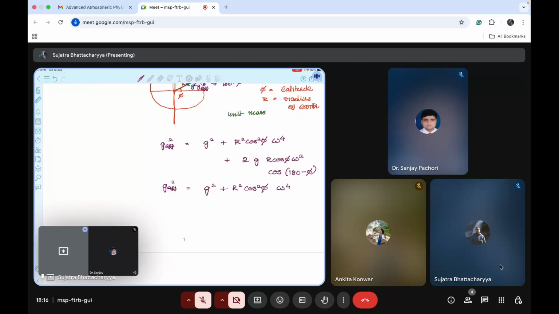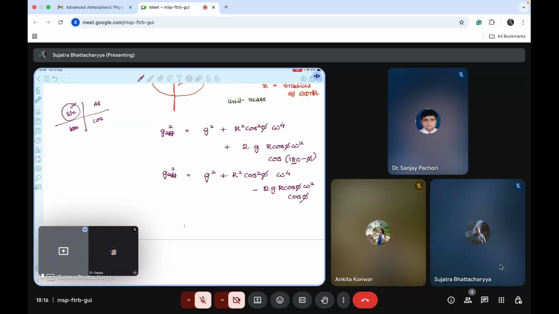Now cos of 180 minus phi, what will it be? It will be cos phi in magnitude, but 180 minus phi is in the second quadrant, and in the second quadrant cos is negative. If you simplify the trigonometry, in the second quadrant sine is positive, cos is negative. So it is minus 2g r cos phi omega square cos phi. Perfect. This is what you get.